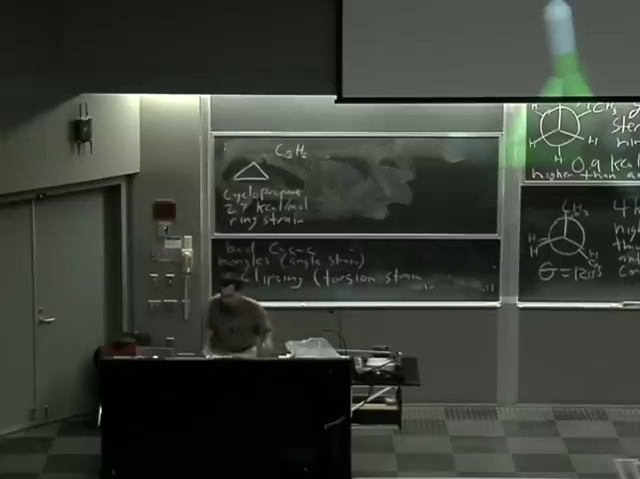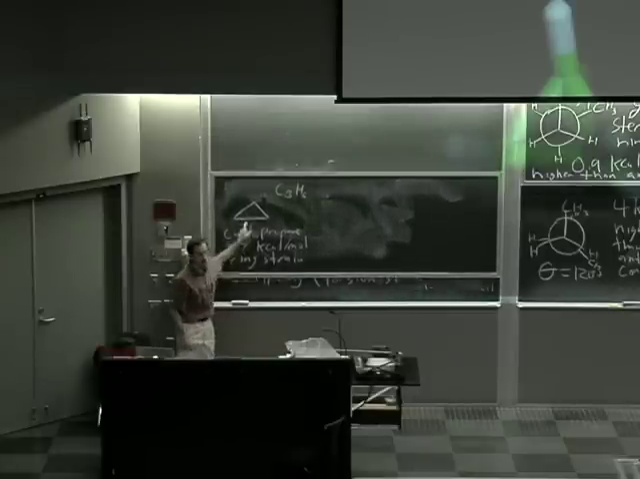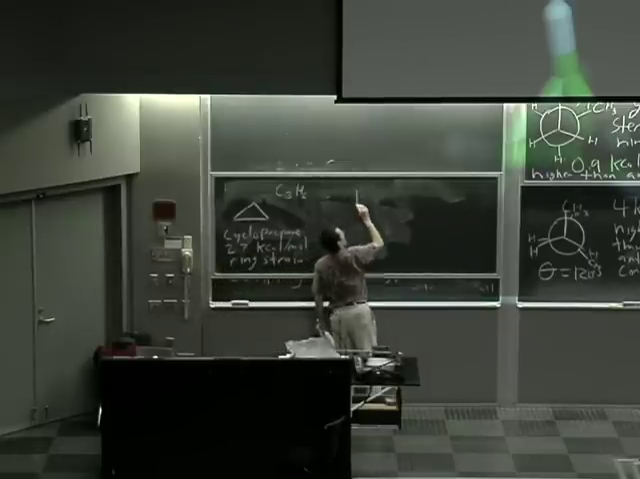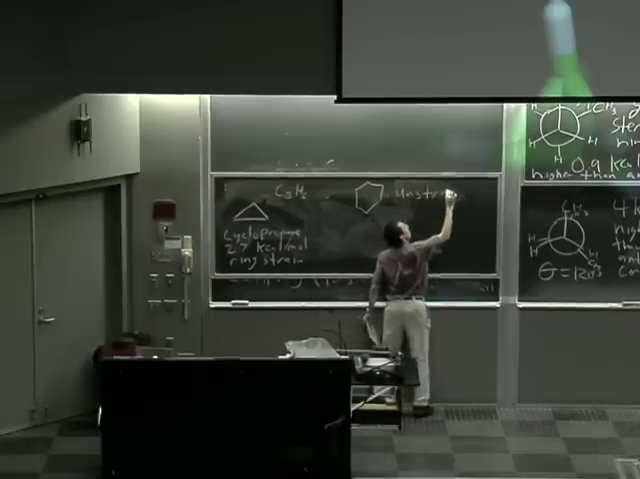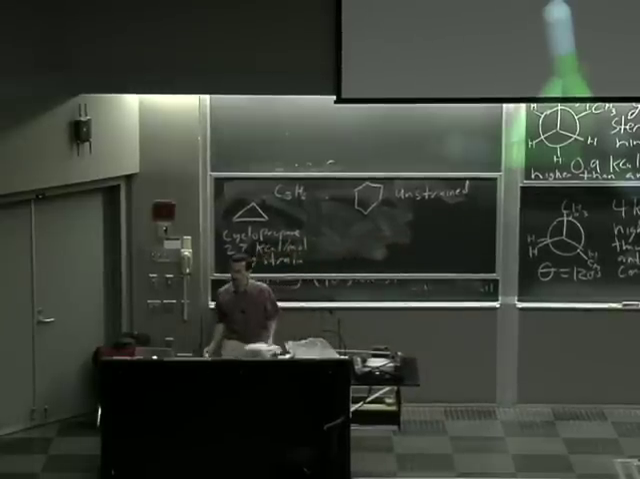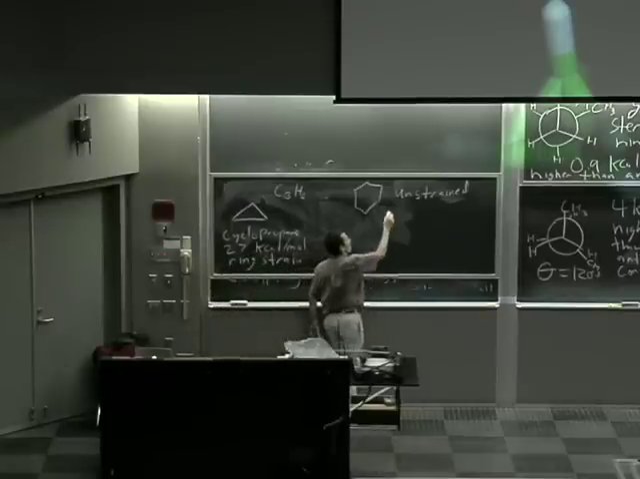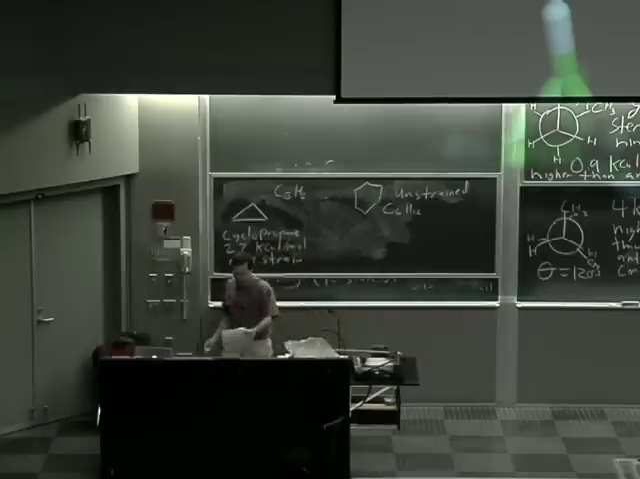All right, so I want to give you one idea of the implications of our ring strain in cyclopropane. So cyclohexane is unstrained, and of course its empirical formula is just twice that of cyclopropane. In other words, cyclopropane is C3H6. Cyclohexane is C6H12, so the molecular weight is twice as high.